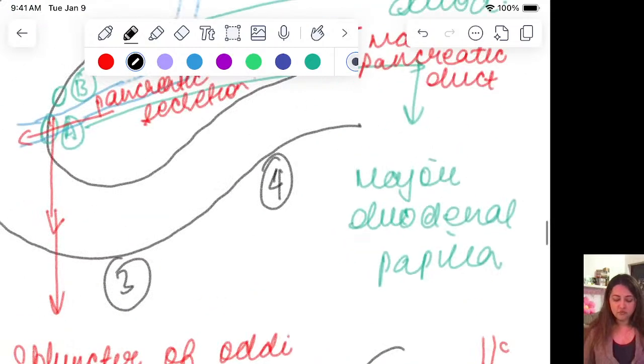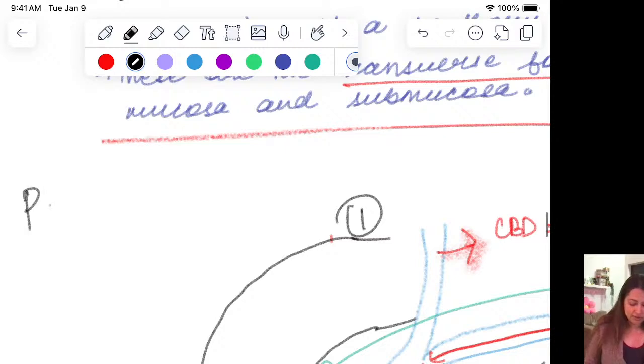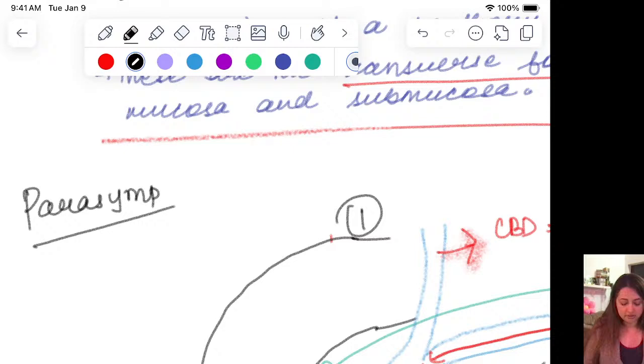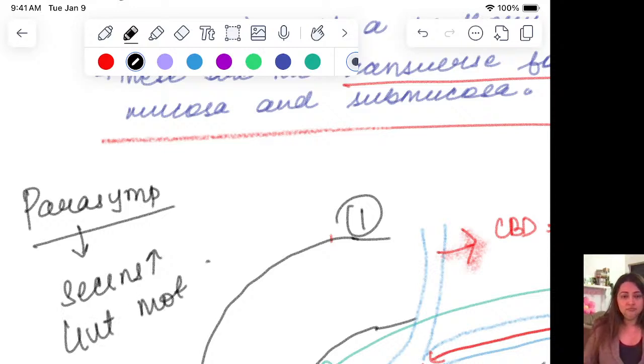Okay. Even if you don't know this concept, just remember one thing. When you talk about parasympathetic, all the secretions are increased. Whatever secretions are in the body, be it salivary secretion, be it the sweating or the urination, everything is increased. The gut motility is also increased whenever there is parasympathetic stimulation.